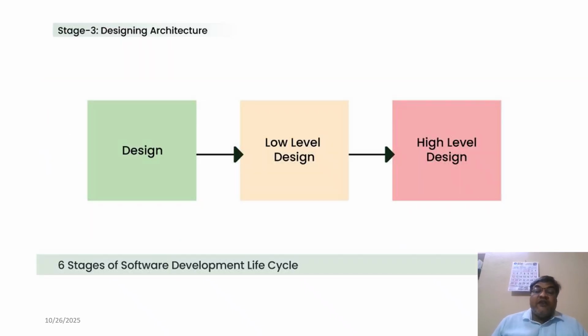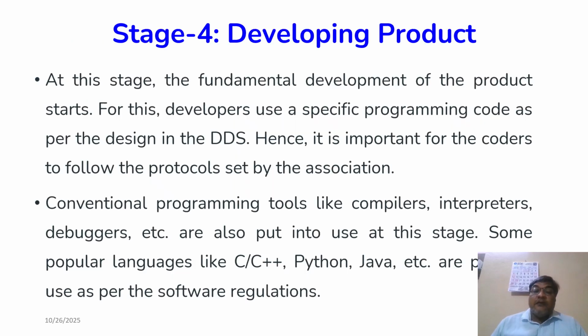So these are all the design. We can say it is divided into two: one is called logical design and the other physical design, nothing but low level design followed by high level design. Stage 4 is called developing the product. In simple terms, it is called implementation of the project.